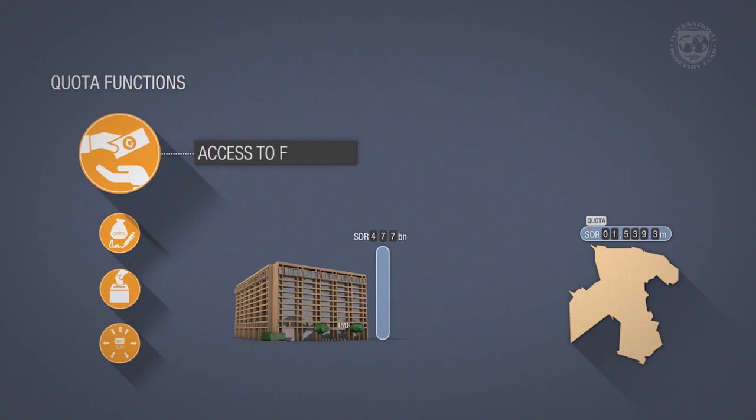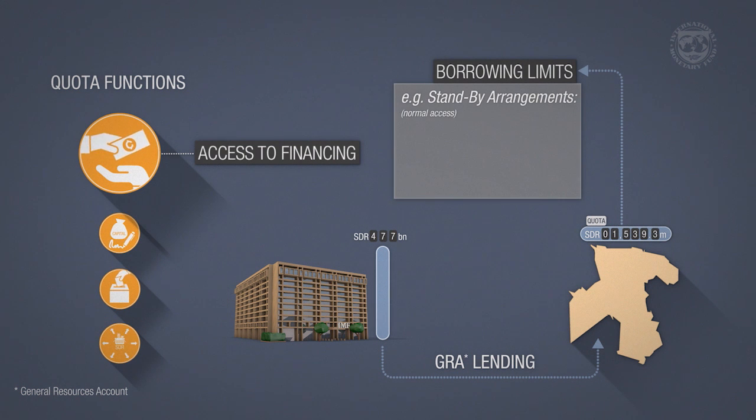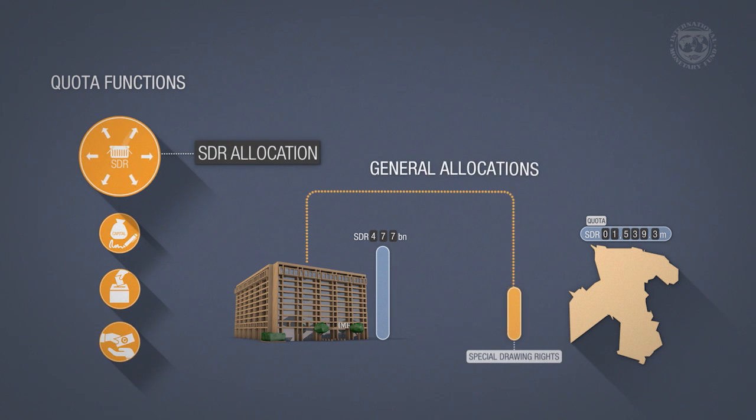The financial assistance a member may obtain from the IMF is also generally based on its quota. For example, under standby arrangements, a member can borrow up to 145% of its quota annually and 435% cumulatively under normal access. These limits may be exceeded in exceptional circumstances. Finally, quotas also determine the share of a member's SDRs in general allocations.